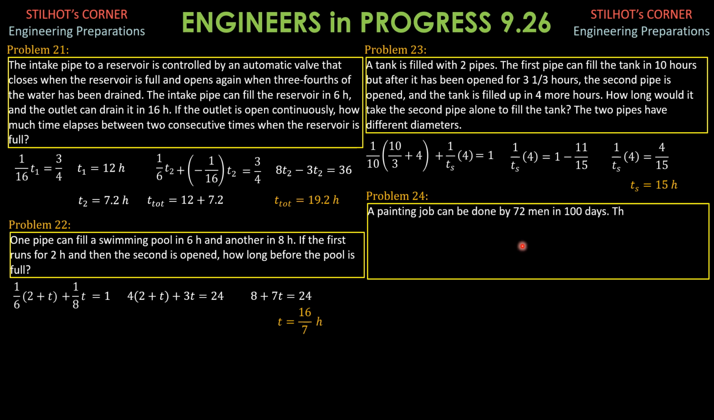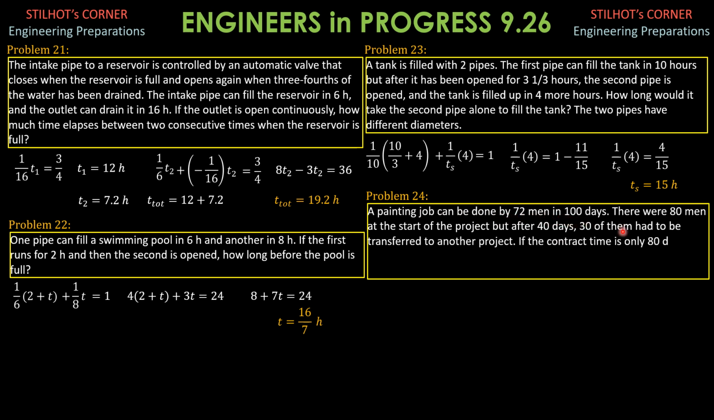Then lastly, problem 24. A painting job can be done by 72 men in 100 days. So one complete painting job requires 72 times 100, or 7,200 man-days. There were 80 men at the start of the project, but after 40 days, 30 of them had to be transferred to another project. So these 80 men have worked 40 days initially. If the contract time is only 80 days, how many men should be hired 20 days after the 30 men had been transferred to complete the job on time?